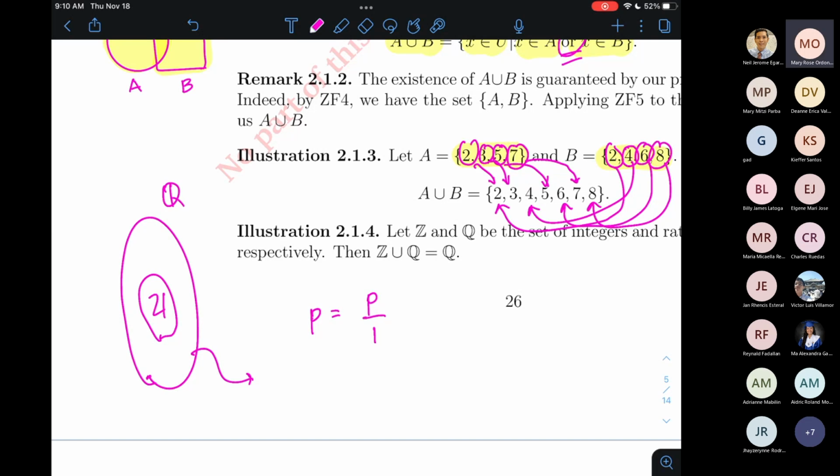Hello po. Hindi po pala Hi. Sir, yeah, is Z a subset of Q po? Okay, thank you, Mary Rose.